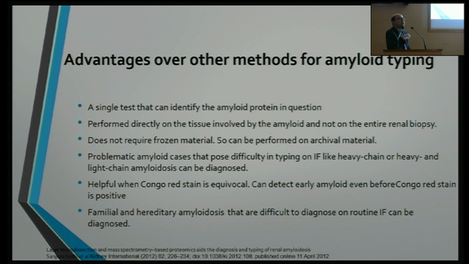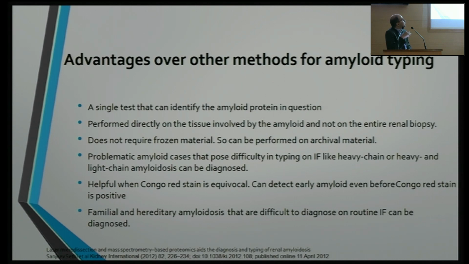Of course, it will require certain tweaking, like a shorter collection time, and we will require thinner sections. The advantage it offers is a single test which can identify the amyloid protein in question. As I said, when you have non-AL and non-AA amyloid, you have to put a battery of immunohistochemistries. Renal biopsy being a needle biopsy, sometimes you are limited in the amount of tissue for serial sections for immunohistochemistry. So because you have a single test which can tell you the protein in question, this might just play a role here.